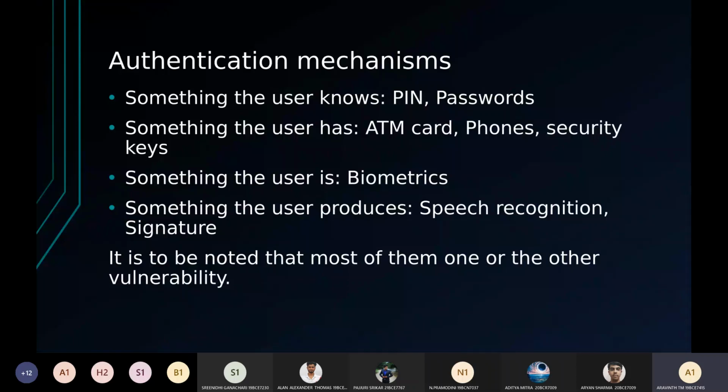And the third one is something the user is. This could be something like fingerprints, iris scanner, if we have that sort of thing around, voice recognition, things like that. And then the fourth one is something that the user produced. This could be speech recognition and signature, the one that we sign on paper. There's a different kind of signature we'll be getting to at a later point in the presentation. This one's, however, the one that we sign on paper. Actually, this could be the other thing also. Yeah, this could be the cryptographic signature also.